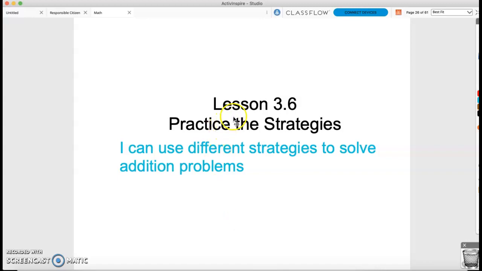This is Math Lesson 3.6, Practice the Strategies. Now, at the end of this lesson, you will be able to say, I can use different strategies to solve addition problems.